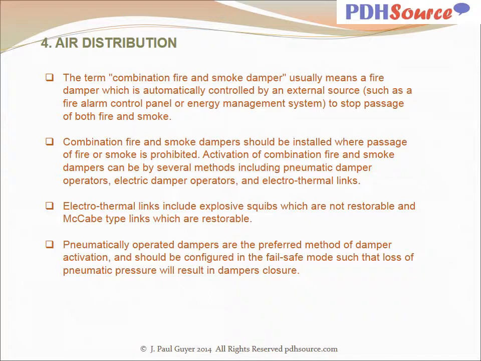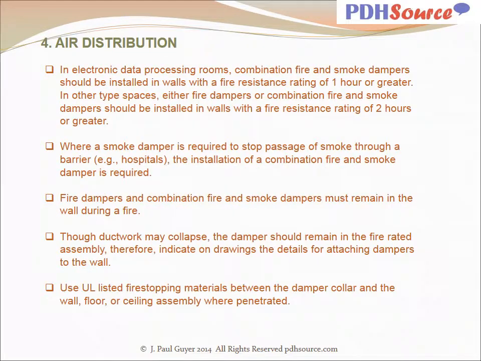Activation of combination fire and smoke dampers can be by several methods including pneumatic damper operators, electric damper operators, and electrothermal links. Electrothermal links include explosive squibs, which are not restorable, and McCabe type links, which are restorable. Pneumatically operated dampers are the preferred method of damper activation and should be configured in the fail-safe mode such that loss of pneumatic pressure will result in damper closure.